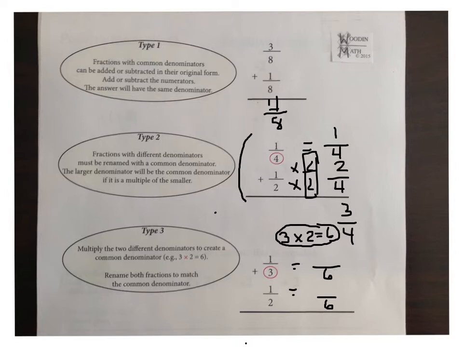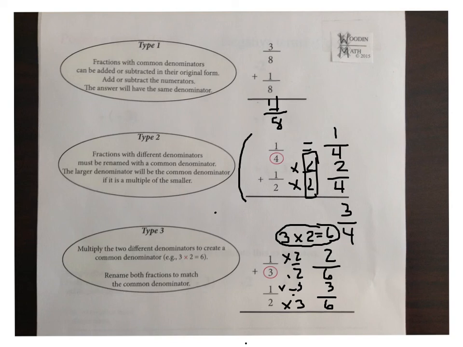As it says up in this big circle, 3 times 2 is equal to 6. So I'm going to write that in, and I'm going to multiply the numerator by 2 as well. Alright, the bottom fraction, 1/2, I'm going to multiply 2 by 3 to get 6. So I'll multiply the numerator by 3 as well, and I'll get 3/6.